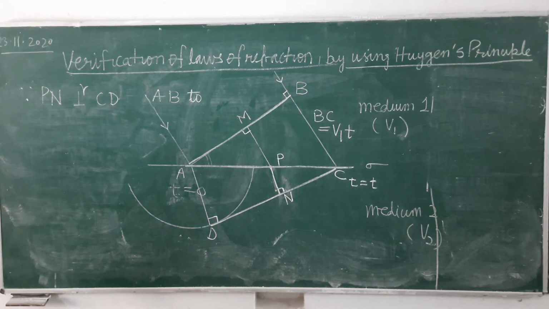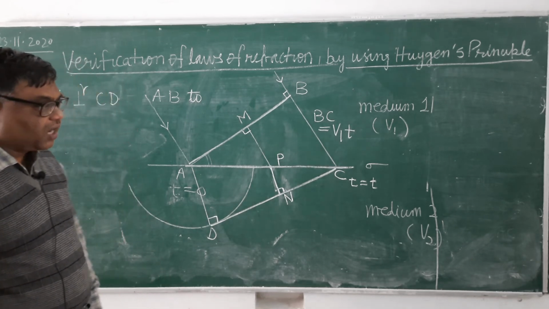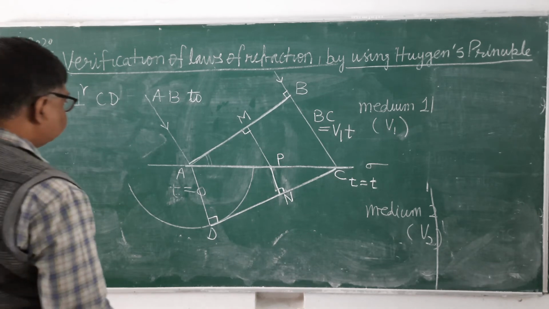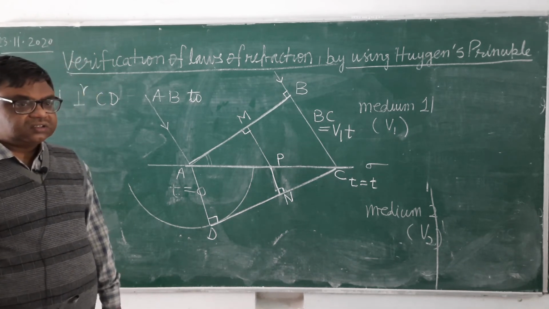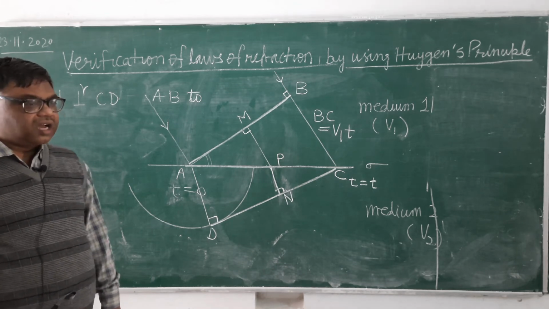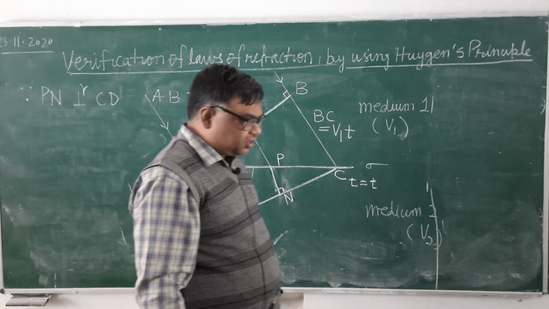So, you write down: from the geometry of the diagram, it is clear that the incident wavefront, refracted wavefront and refracting surface are all lying on the same plane.